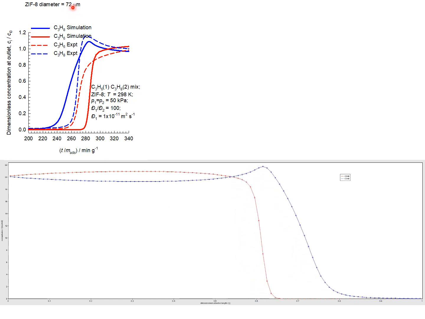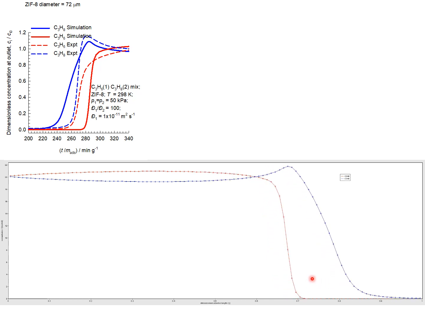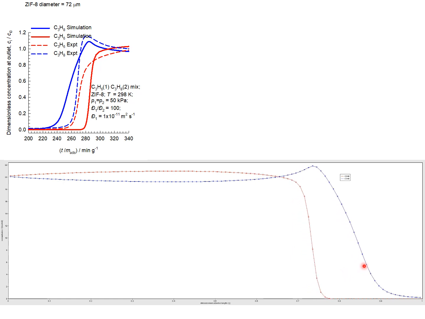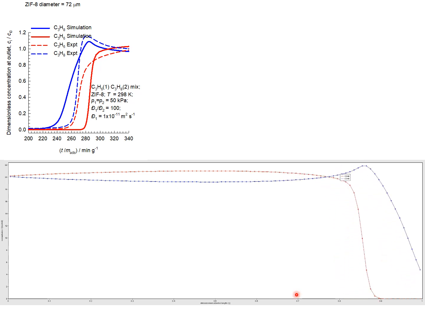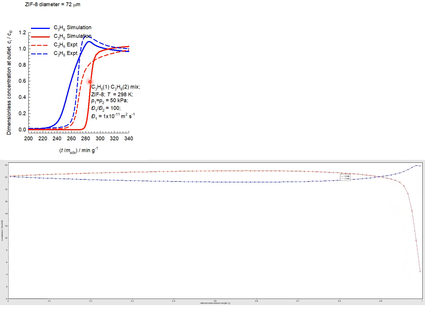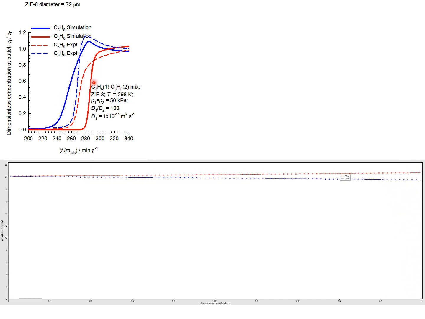For 72 micrometer particles, diffusional influences are stronger than for 9 micrometer particles, and the saturated propane is rejected into the gas phase and leaves the bed earlier than propene, as shown by the continuous blue line and red line in this breakthrough curve.